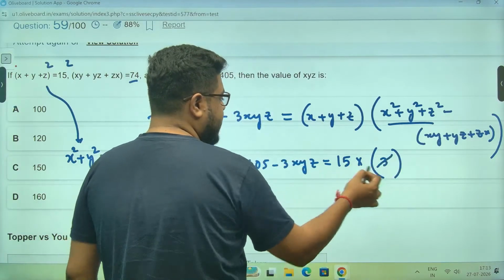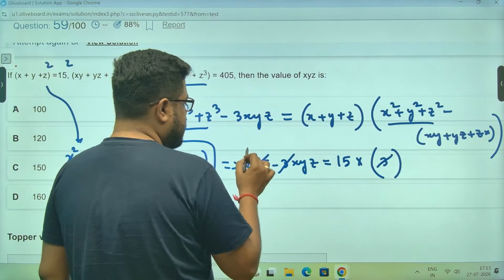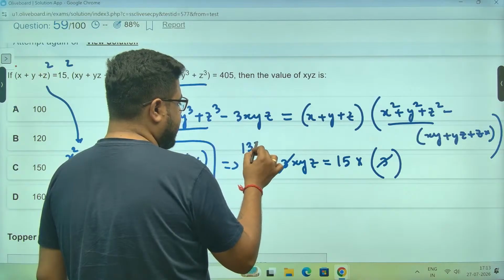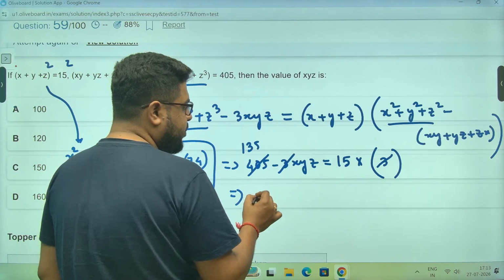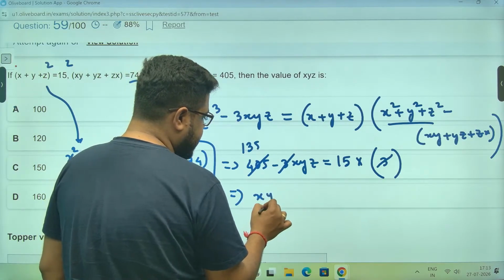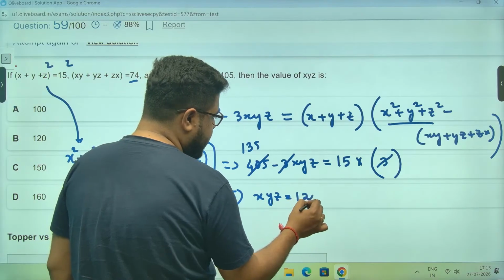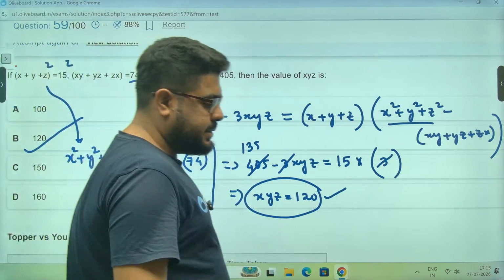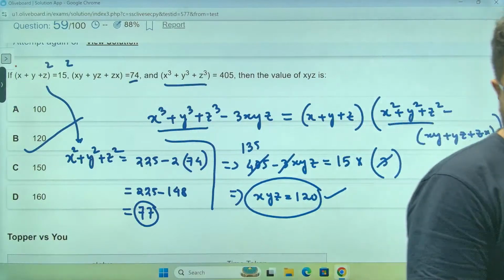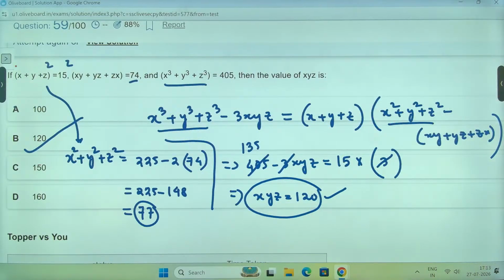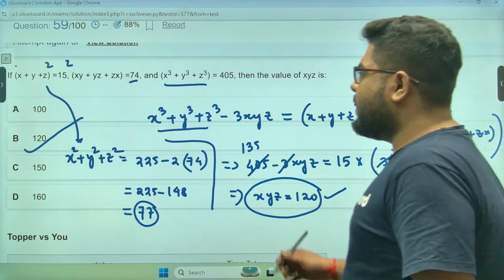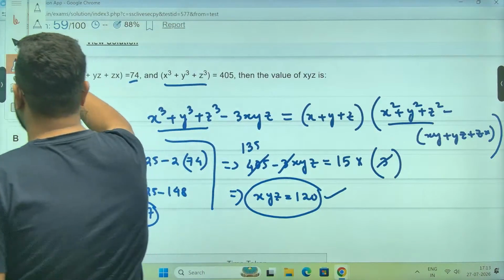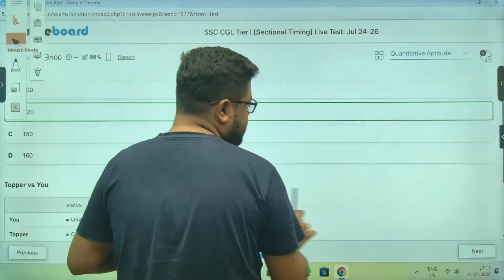Let's calculate. 3 I can cancel. 3 13s are this, 3 5s are this. So xyz then will be 120, sir. That's your correct answer, option number B, sir. This is most definitely your correct answer. Again, a couple of lines of calculation was there for this particular question. Next one, please, sir.